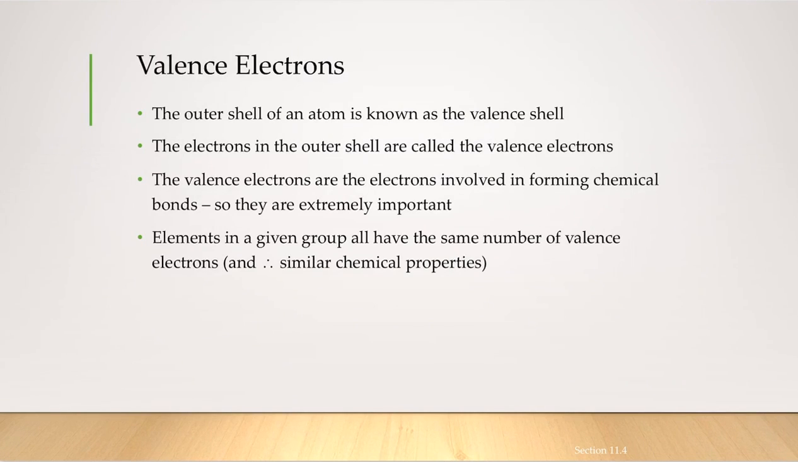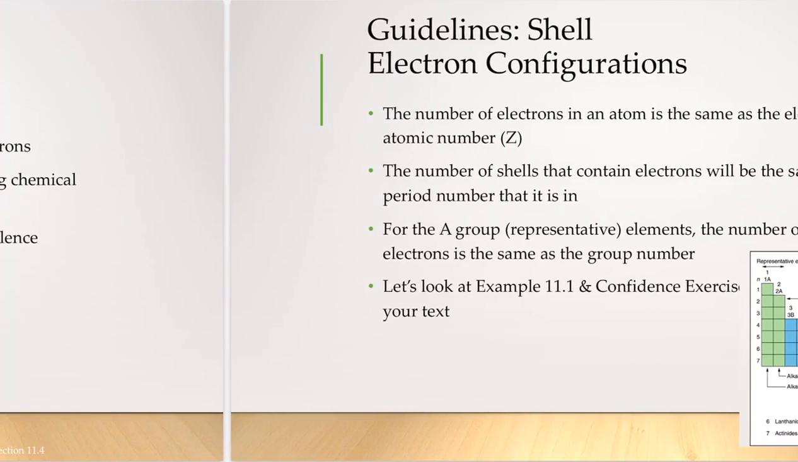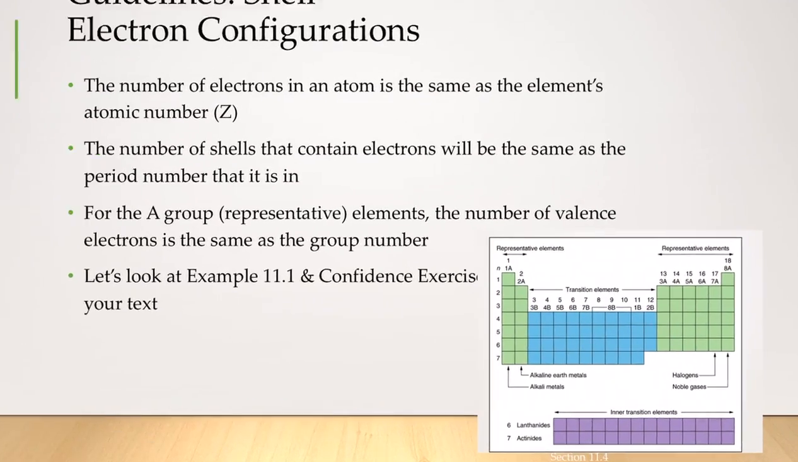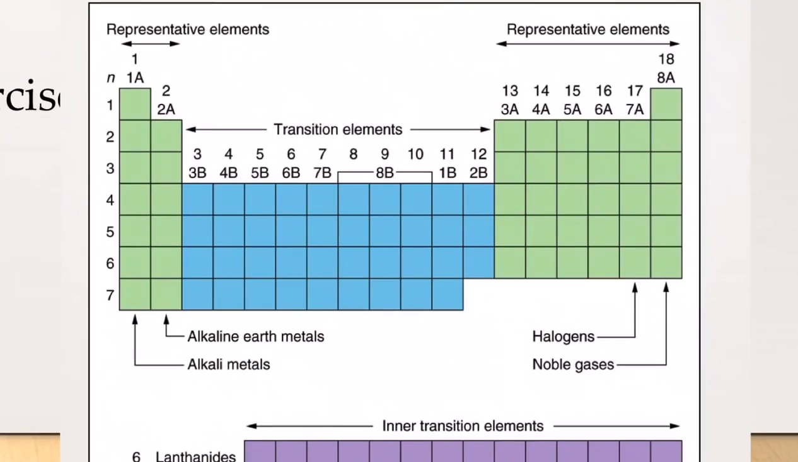What are valence electrons? Valence electrons are the electrons that are present in the outermost shell of an atom. The valence electrons are very important because these are the electrons that are involved in forming chemical bonds. If you want to find the total number of valence electrons an atom has, you just need to look in the periodic table and find the group number.